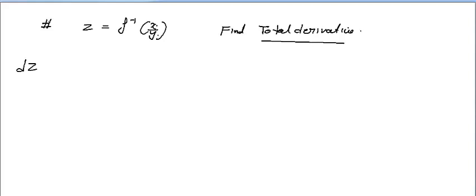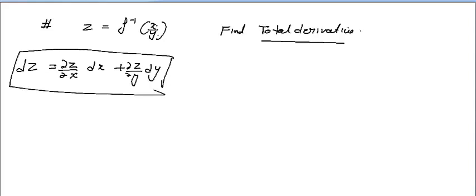You must know, I have given the formula of the total derivative. It will be curl z by curl x into dx plus curl z by curl y into dy. Already I have given. So what you need is the derivative of z with respect to x and the derivative of z with respect to y. Two things. So find the partial derivative of z with respect to x.